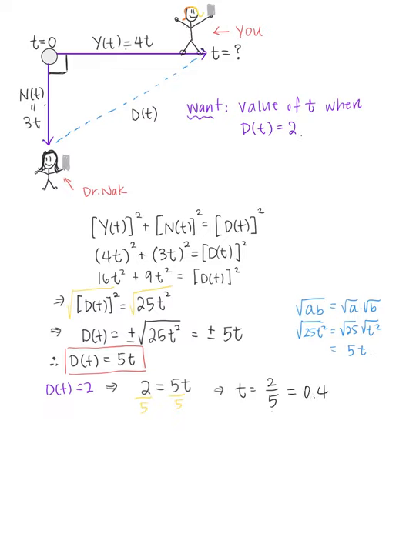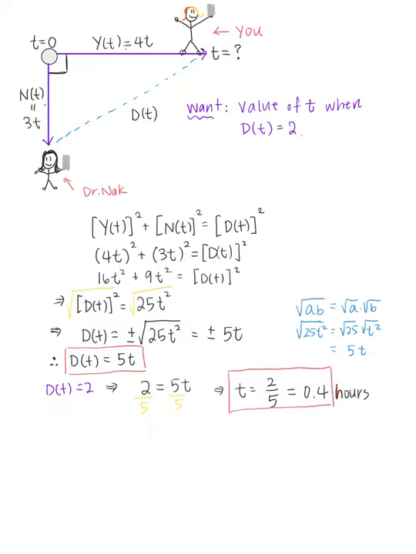Let me box that because that's going to be our final answer, but let's just understand what we just computed. We were able to find the value of t. Our t is 0.4 hours. Let me just write that out. So this is in terms of hours.